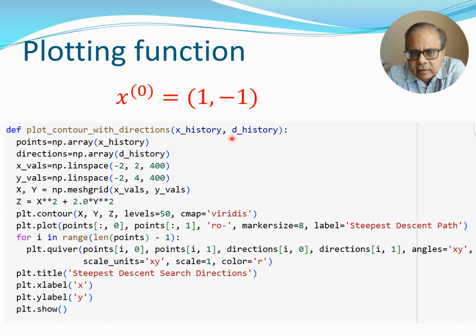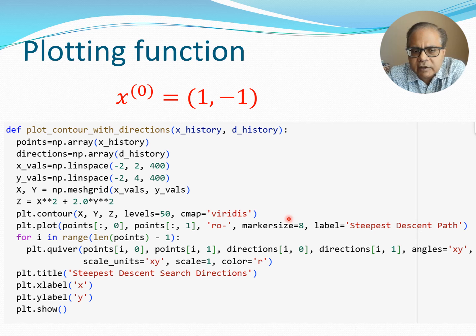So again, the plotting function essentially takes the x history and the d history, or the list values from the main program, and then it works with that. So the first thing we need to do is that we need to convert these lists into numpy vectors, which we do here, and then I create a bunch of values for x and y within the domain in which I think this particular problem is going to be. Then I create a grid and I calculate the value of the function x square plus 2 y square, and then I use the contour plot to essentially plot this particular function.